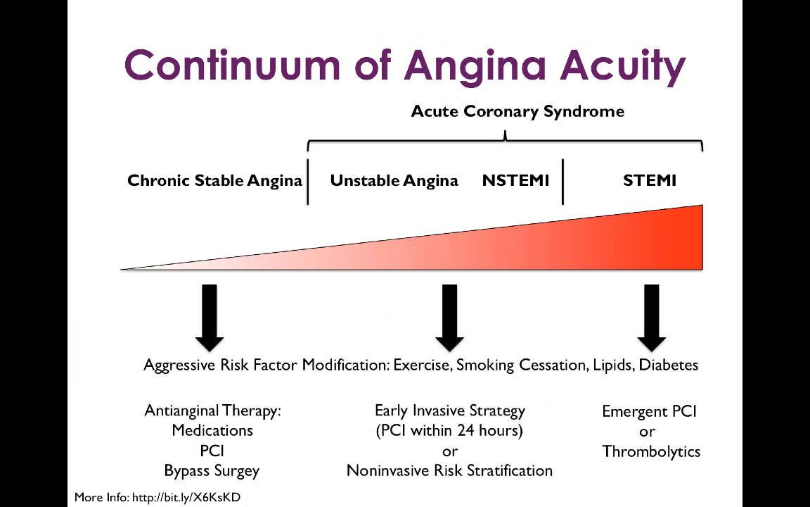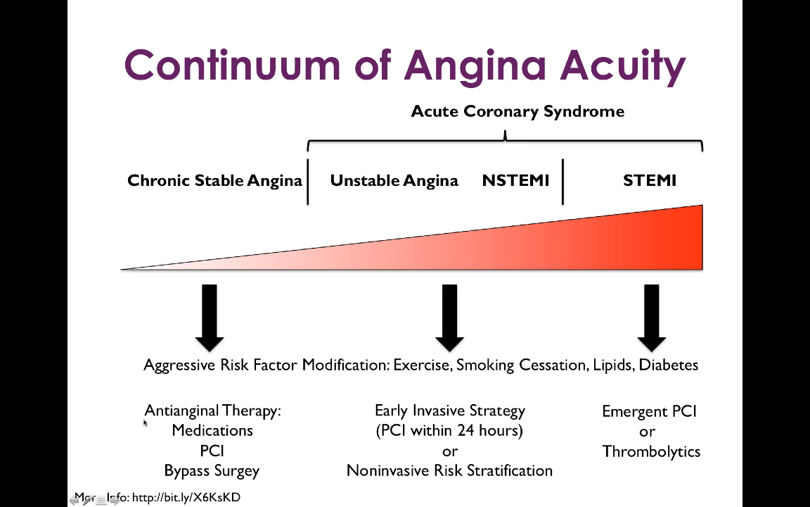So the treatment for all of these reflects the severity of the underlying disease state. So the intensity of treatment goes with how severe the disease state is. The underlying premise for treatment of all coronary disease is aggressive risk factor modification. Ideally, we prevent coronary disease, right? We prevent it from even occurring in population strategies. But once a patient has one of these, by definition, it's secondary prevention or even tertiary prevention. You want to make sure they're exercising, weight loss, smoking cessation, and management of lipids and diabetes.